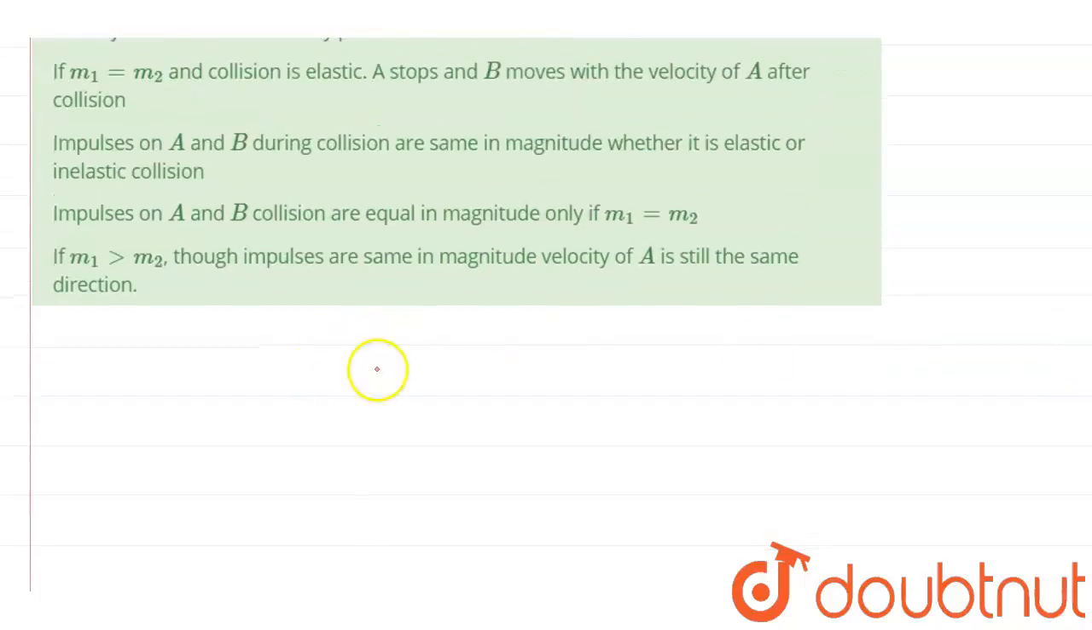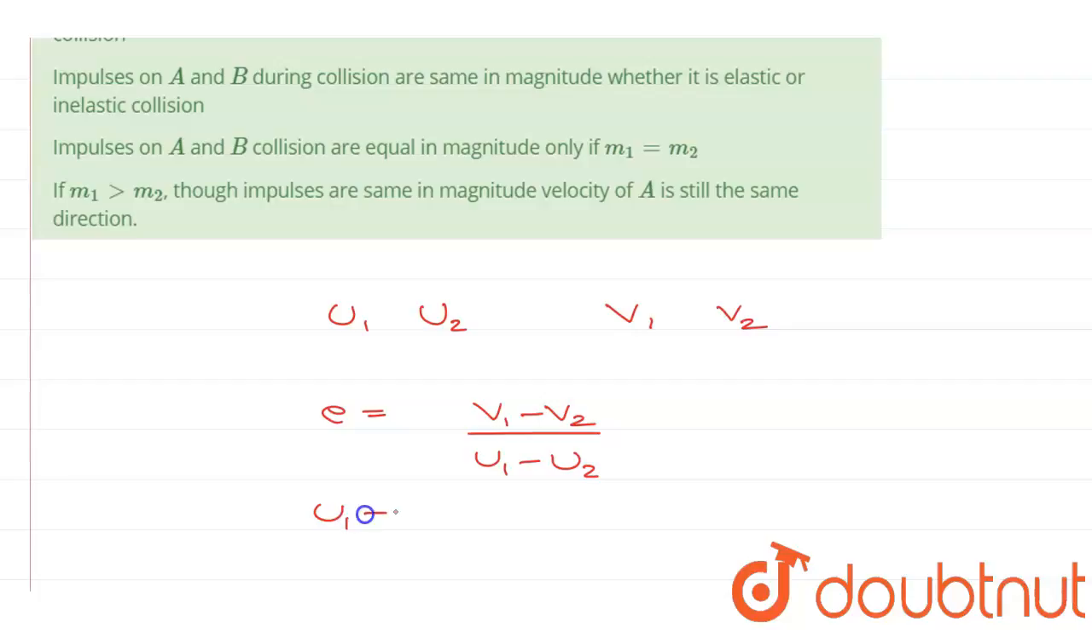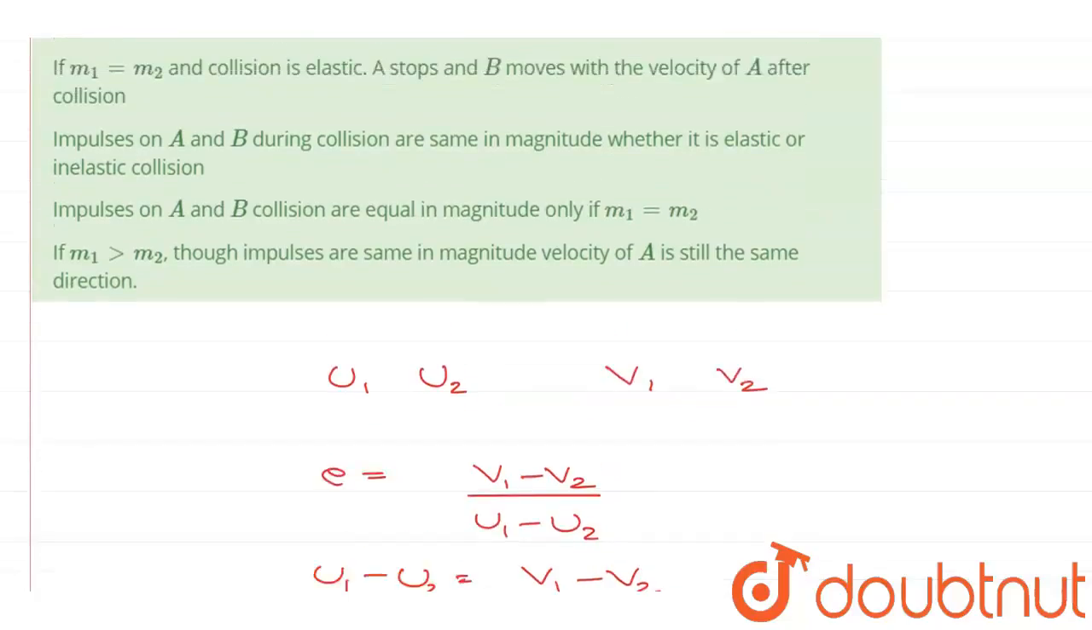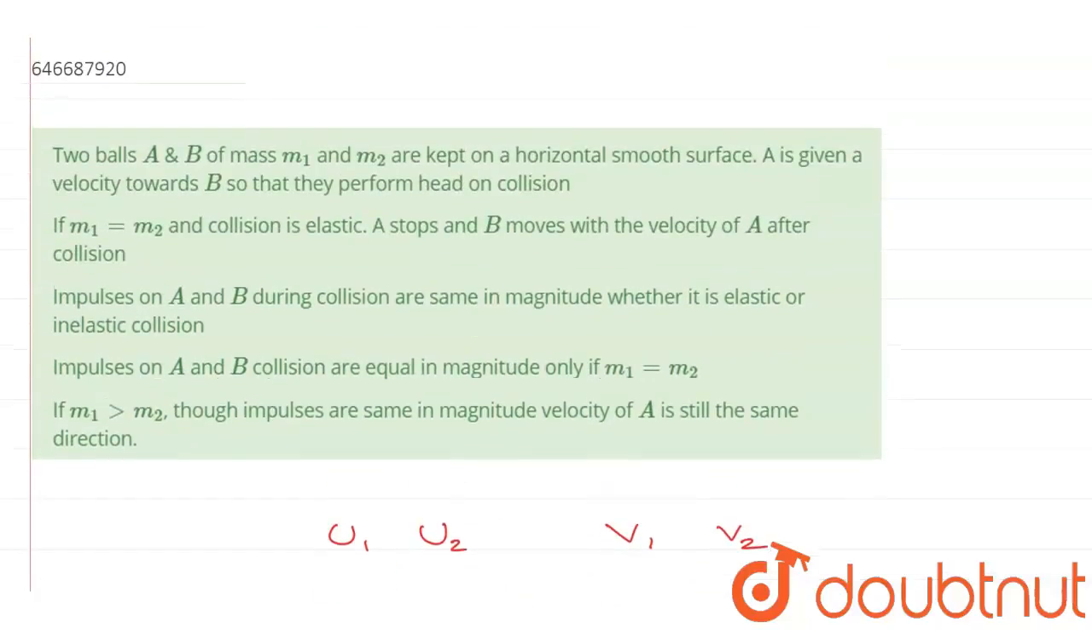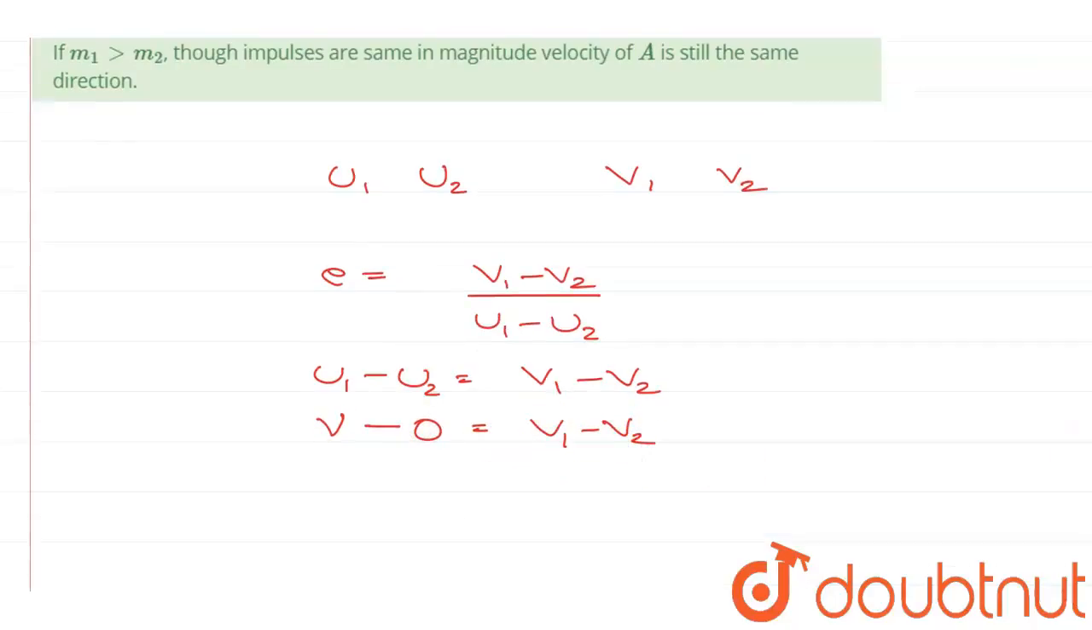So let's say the initial velocities of A and B were u1, u2, and final velocities are v1, v2. Now coefficient of restitution e is given by (v1 minus v2) upon (u1 minus u2). And for elastic collision, e is equal to 1. So u1 minus u2 should be equal to v1 minus v2. Now initially only A is given the velocity, so u1 will be equal to some velocity v, and B was at rest, so u2 will be 0, which means v1 minus v2 is equal to v.